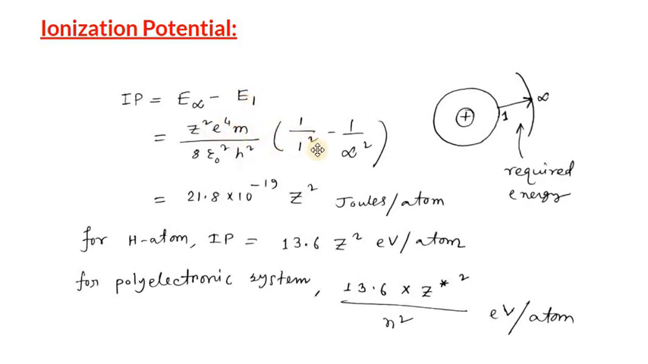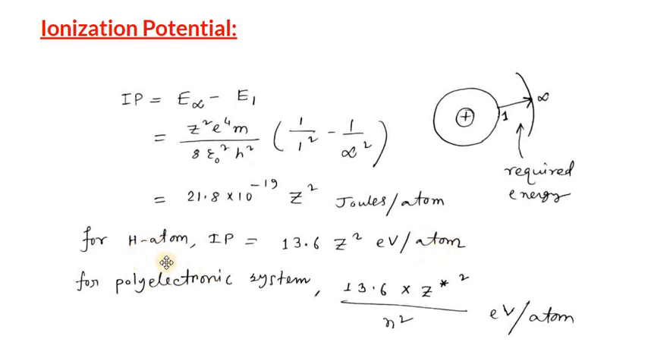Finally, if you put all these values, as we are calculating this for different systems, because I have put only one electron system, except Z, everything will be constant. Here also it's true. So just 21.8 into 10 to the power minus 19 into Z square joules per atom. If you convert joule to electron volt, then 13.6 into Z square electron volt per atom. This is for hydrogen atom. For hydrogen you put Z equals 1, so you will get 13.6 electron volt per hydrogen atom.